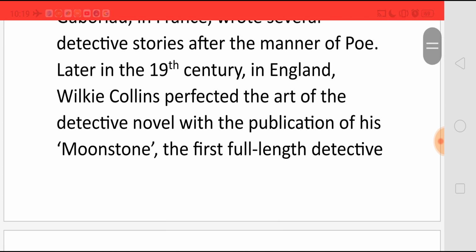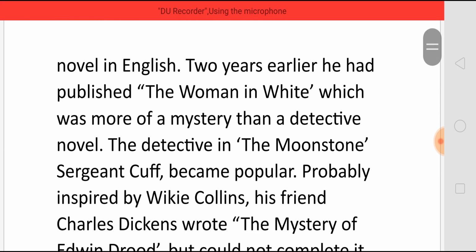Later in the 19th century in England, Wilkie Collins perfected the art of the detective novel with the publication of his Moonstone, the first full-length detective novel in English. Two years earlier, he had published The Woman in White, which was more of a mystery than a detective novel. The detective in The Moonstone, Sergeant Cuff, became popular.